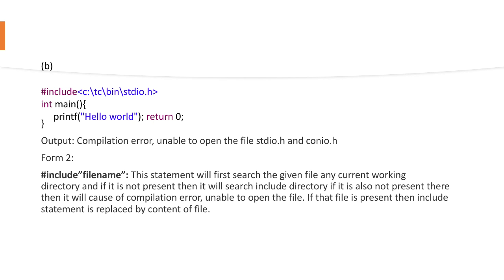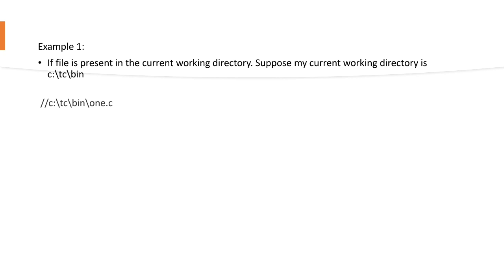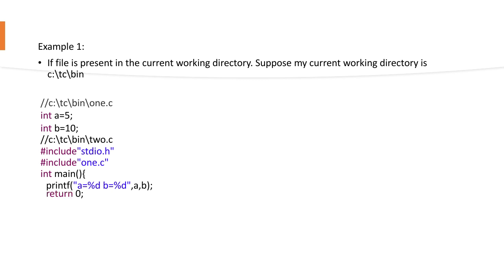If the file is present in the current working directory, suppose my current working directory is tc/bin. So in 1.c: int a equal to 5, int b equal to 10. Then in 2.c: #include stdio.h, and #include 1.c. I am including the previous file 1.c, and printf a equal to %d, b equal to %d, a comma b. Return 0. The output should be a equal to 5 and b equal to 10, isn't it? Since it is in the current directory, I'll get this.